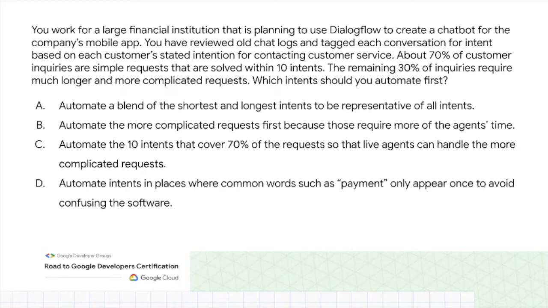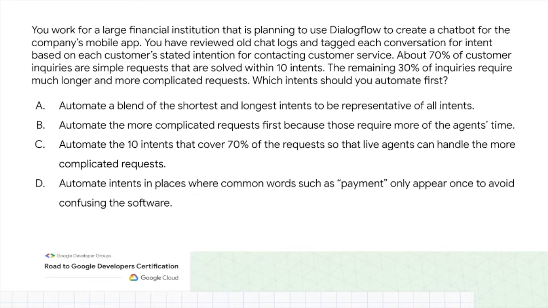Should we go for A, automate a blend of the shortest and longest intents to be representative of all intents? B, we automate the more complicated requests first because those require more of the agent's time. C, we automate the 10 intents that cover 70% of the requests so that live agents can handle the more complicated requests. And D, automate intents in places where common words such as payment only appear once to avoid confusing the software.